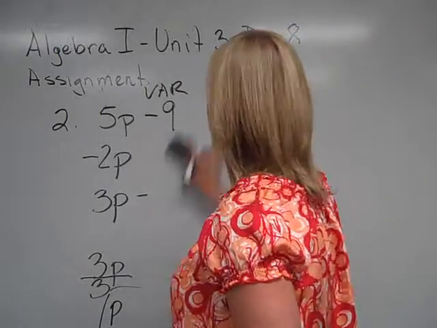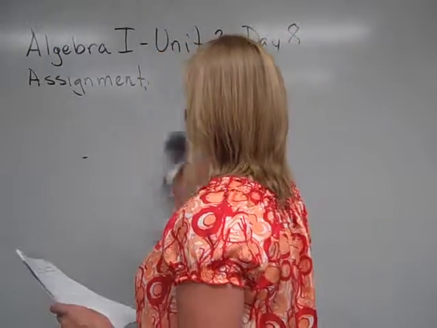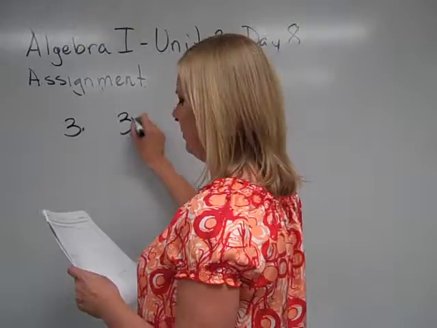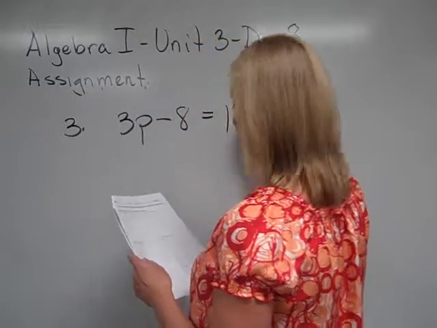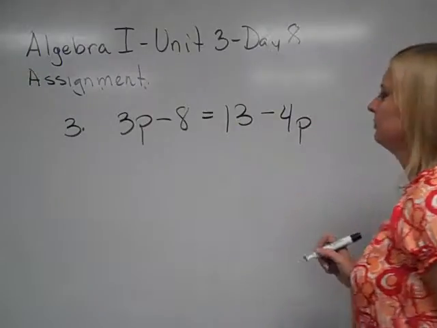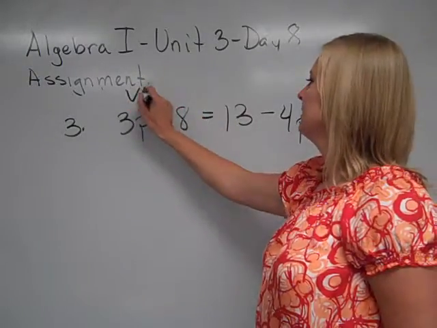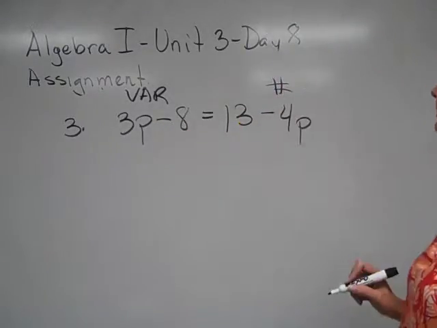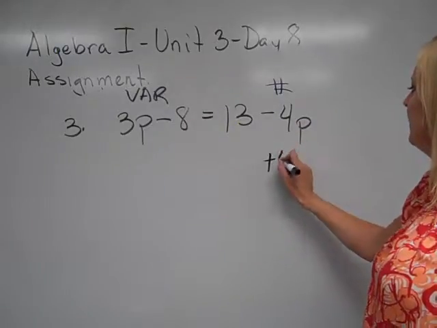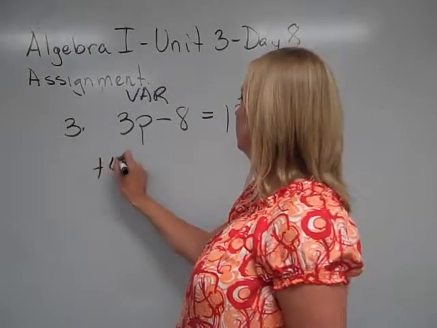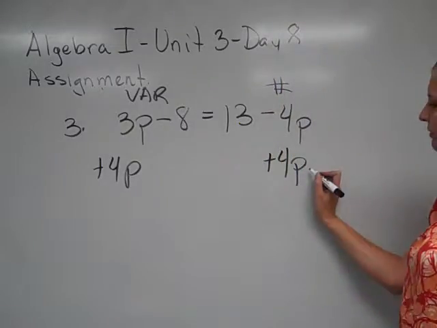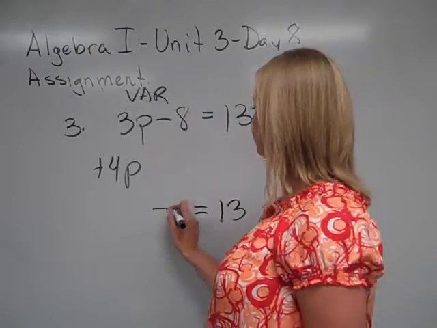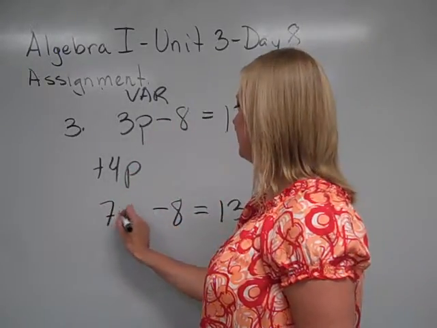Number 3. p minus 8 equals 13 minus 4p. In this case, this is the larger variable, so I'm going to move all of my variables to this side and all my numbers to that side. The opposite of minus 4p is plus 4p. Minus 4p plus 4p is 0p. Notice I'm keeping my equal signs lined up. 3p plus 4p is 7p.